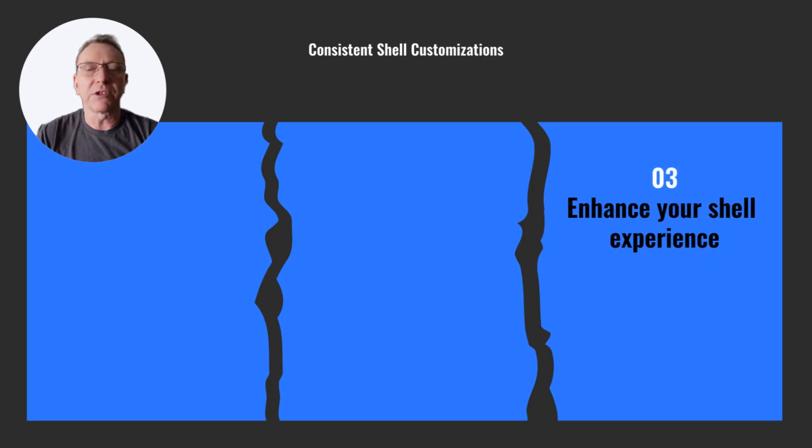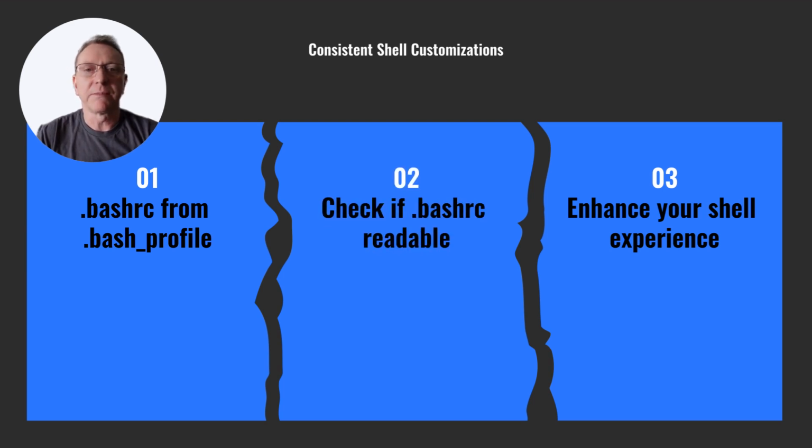To ensure your customizations are consistent across login and non-login shells, source .bashrc from .bash_profile. Add lines to .bash_profile to check if .bashrc is readable and source it. This integration guarantees your environment variables and interactive settings are always applied, enhancing your shell experience.